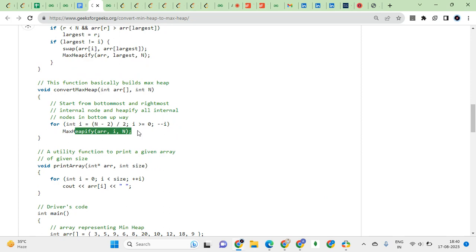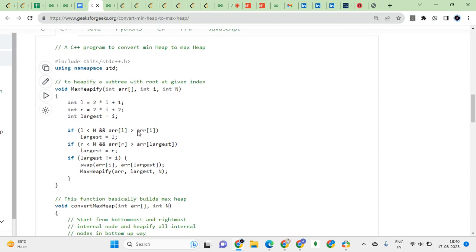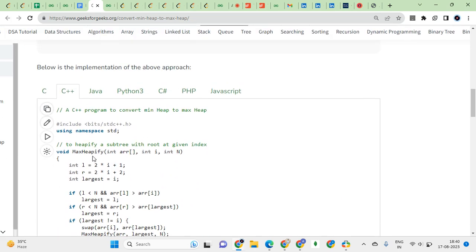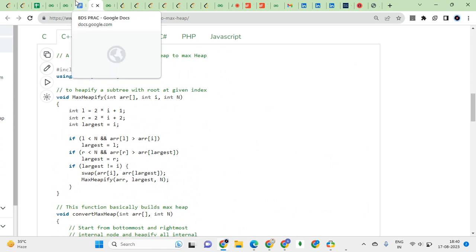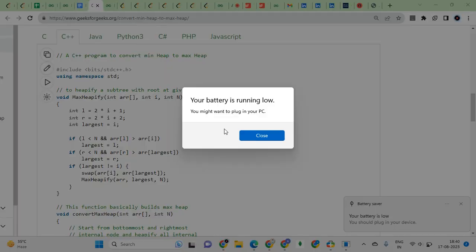So that's the max heapify process that you need to run, and that will make sure that, because heapify is a process where you are given an array which may or may not be a heap, you created a heap.